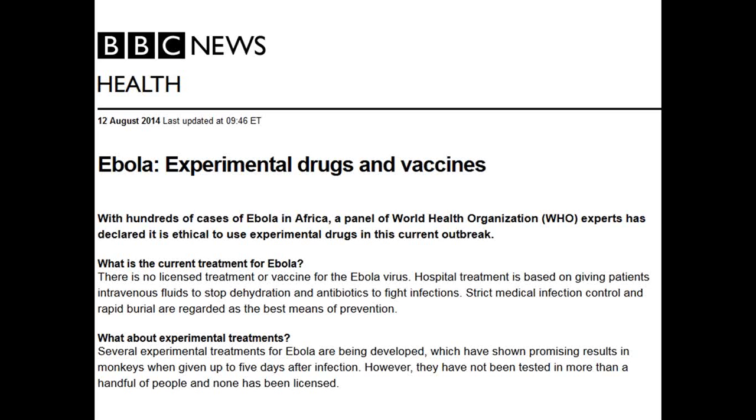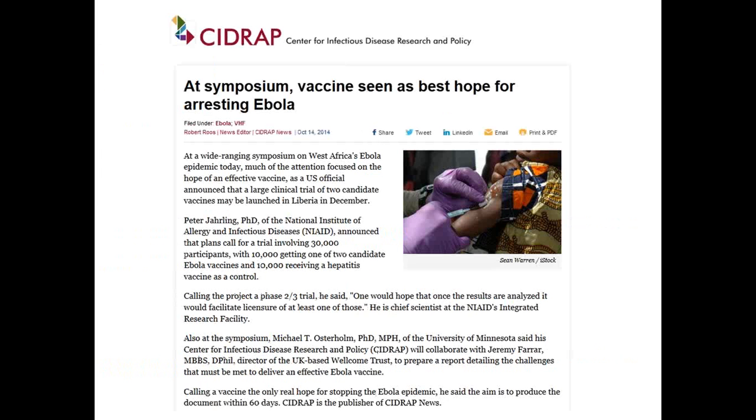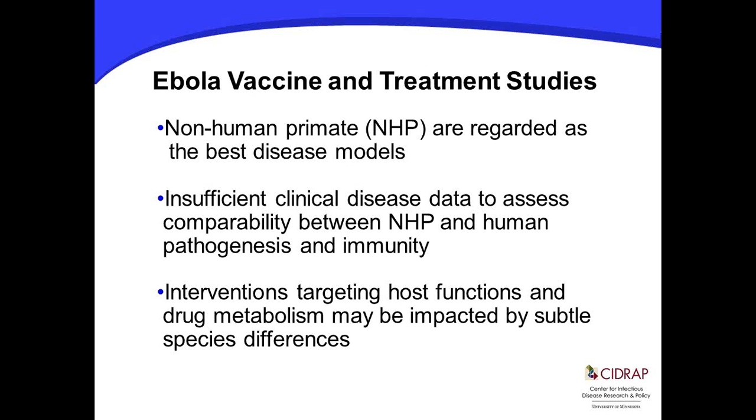We know that there are experimental drugs and vaccines being considered. We knew that early on in the outbreak. And we're very happy to say that with the vaccine issue, we at least see real potential here. Maybe not immediately, but it's very real that we actually can see this as the best hope for arresting Ebola.